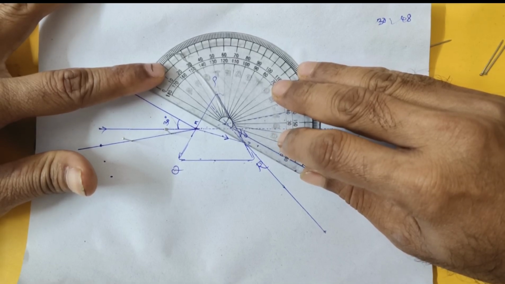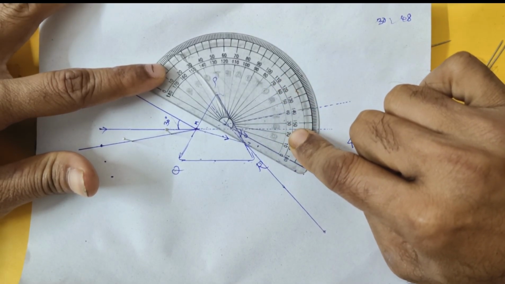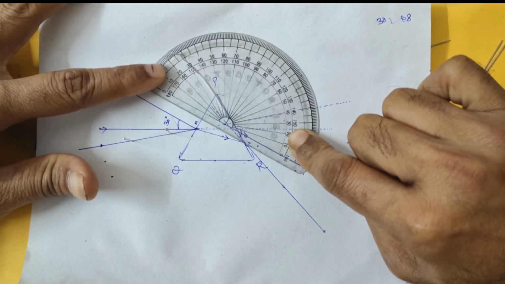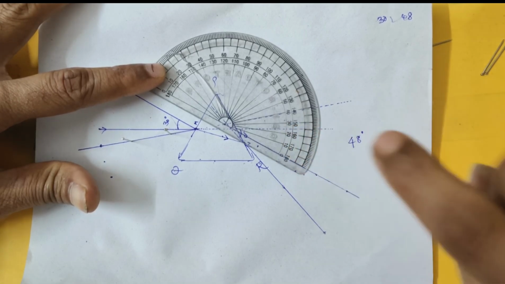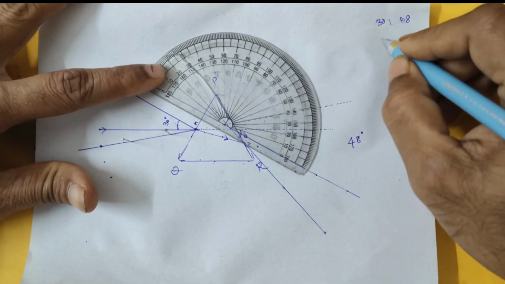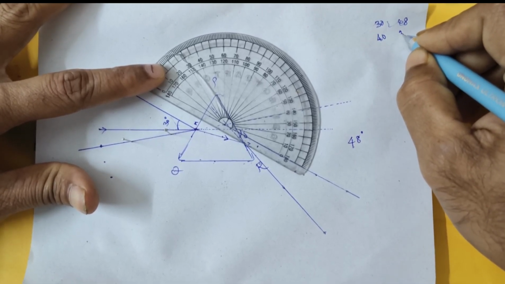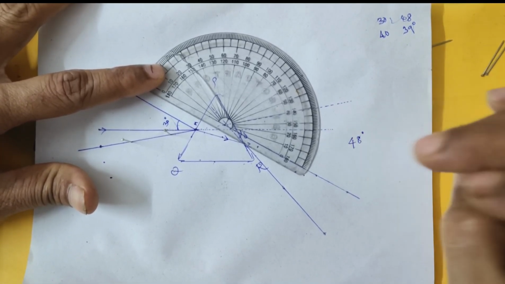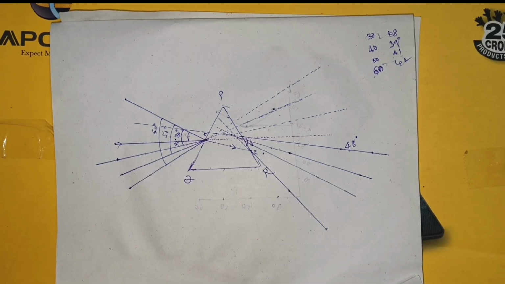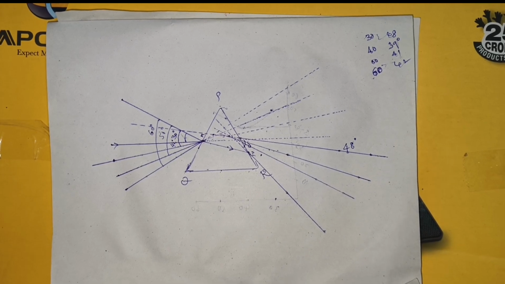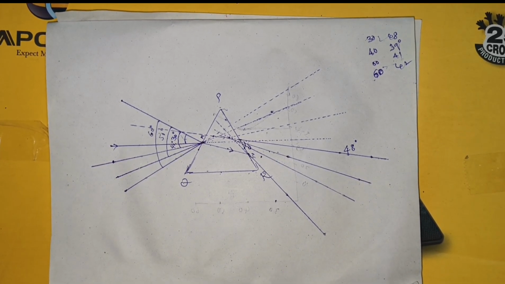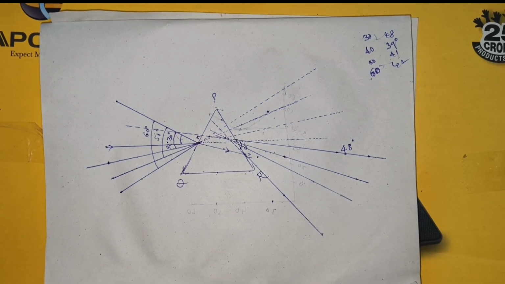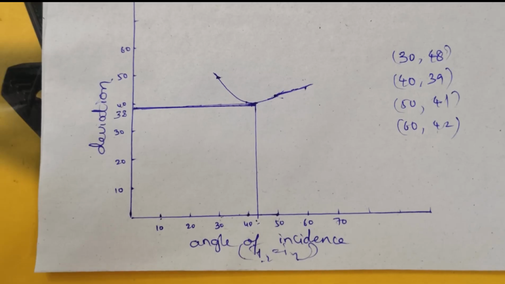In the same way, calculate the respective angles of deviation for angles of incidence 40 degrees, 50 degrees, 60 degrees. For 40 degrees of incidence angle, we got deviation as 39 degrees. And for angles of incidence of 50 degrees and 60 degrees, I got angles of deviation 41 degrees and 42 degrees. Later, by taking angle of incidence on the x-axis and deviation on the y-axis, we have to plot the points which we got in our experiment.